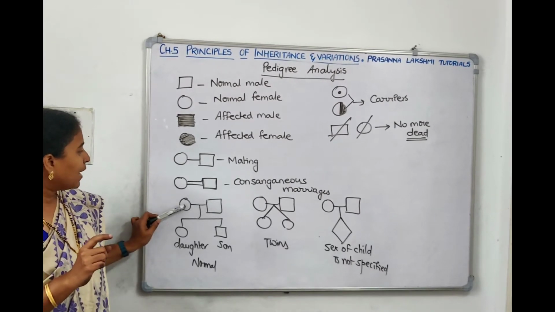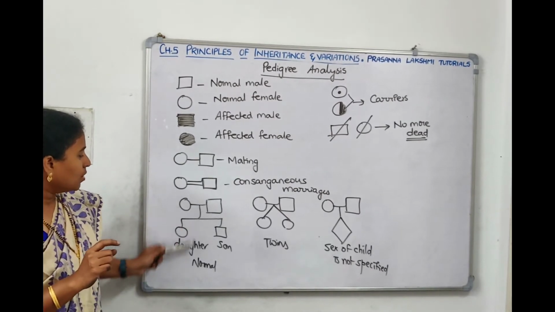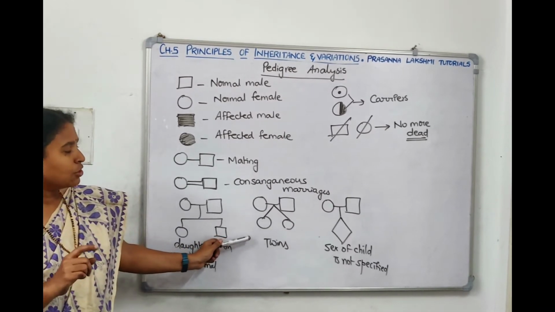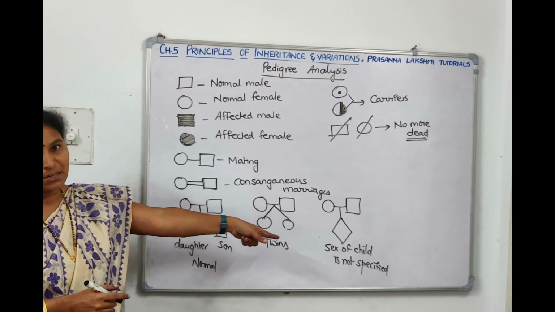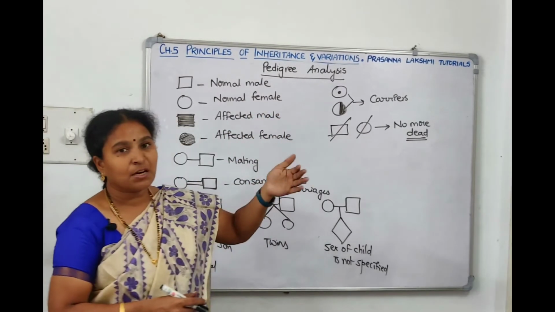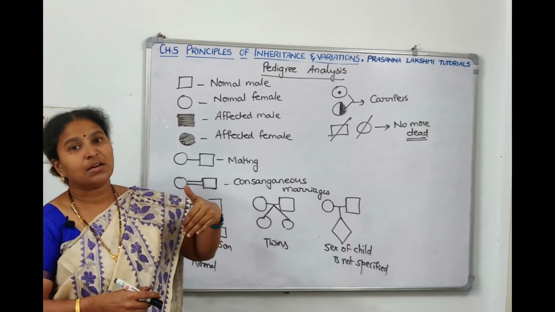Father and mother and two normal children we draw like this. If they are twins, we draw like this. If the sex of the child is not specified, then we draw a diagonal symbol like that. Carriers of a disease are not affected but they have the defective gene within, and they're called carriers.